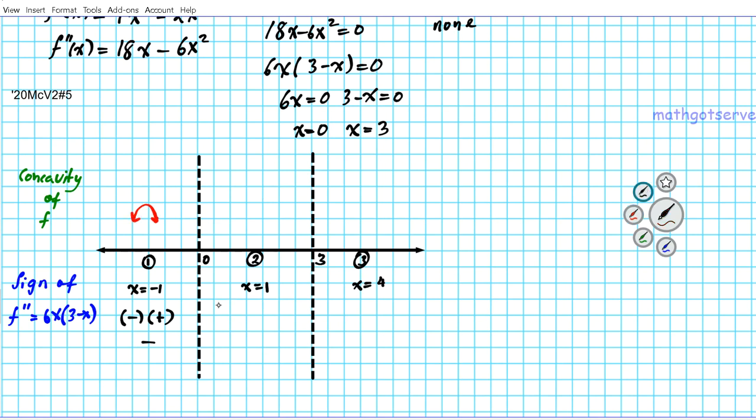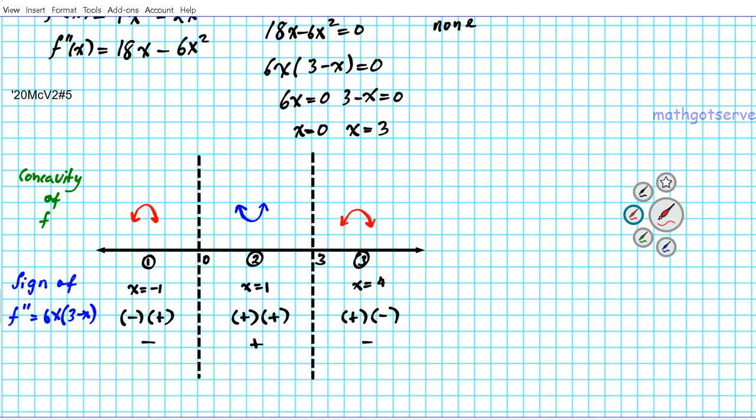Let's move to the next interval. If you plug 1 into 6x, you get a positive number. If you plug 1 into 3 minus x, you get 2, which is positive. So this is a positive sign for the second derivative, which means the function is concave up. And for 4, plugging 4 into 6x, 6 times 4 is 24, which is positive. Plugging 4 into 3 minus x, 3 minus 4 is -1, which is negative. If you multiply the signs, you have a negative, so it's concave down on interval 3.